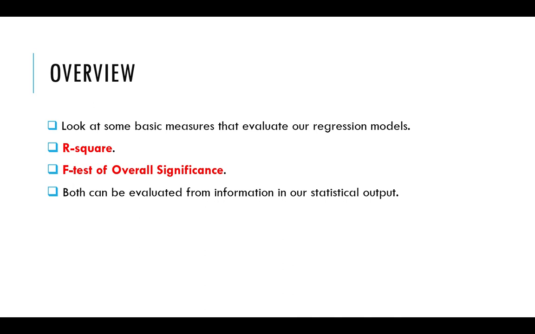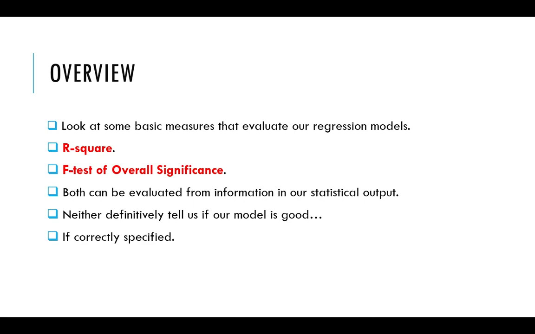So if we're using Excel or we're using Stata or R, they're going to report for each of your models R-square and an F-test. Be clear that these aren't things that are specific to a variable like a coefficient and a t-statistic. These are for your model as a whole. But we need to be careful because neither definitively tell us if our model is good or not. For example, the R-square and the F-test aren't able to tell us that our model is correctly specified.